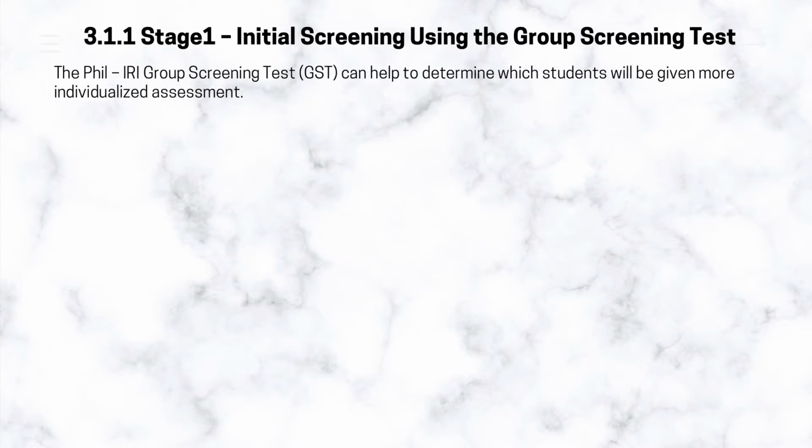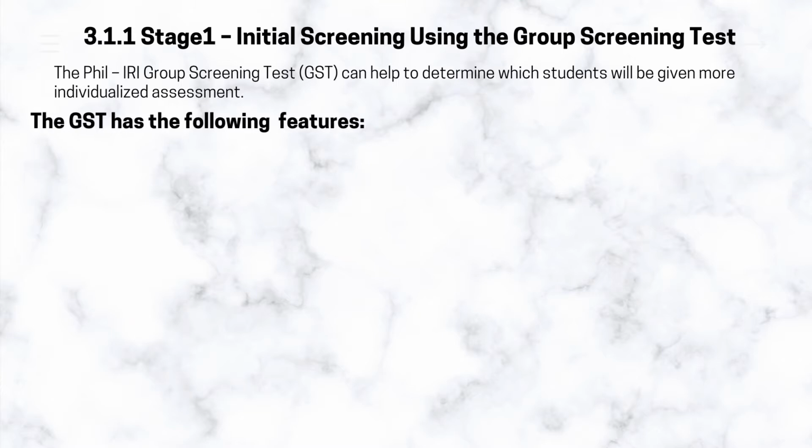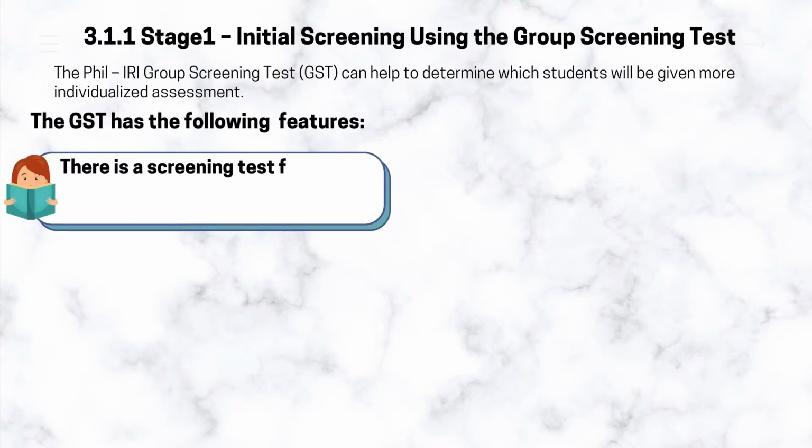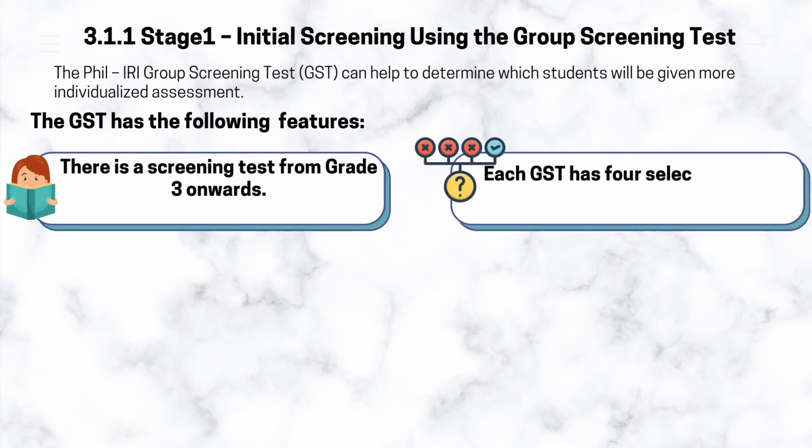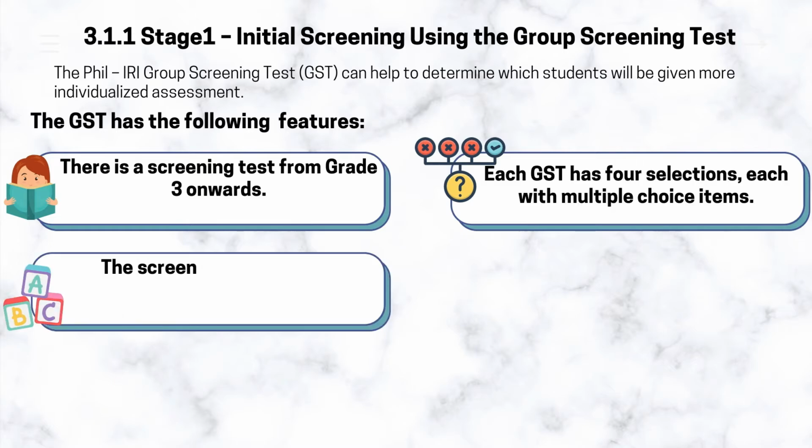Stage 1. Initial screening using the group screening test. The Phil-IRI Group Screening Test, or GST, can help to determine which students will be given more individualized assessment. The group screening test has the following features. There is a screening test from grade 3 onwards. Each group screening test has 4 selections, each with multiple choice items.